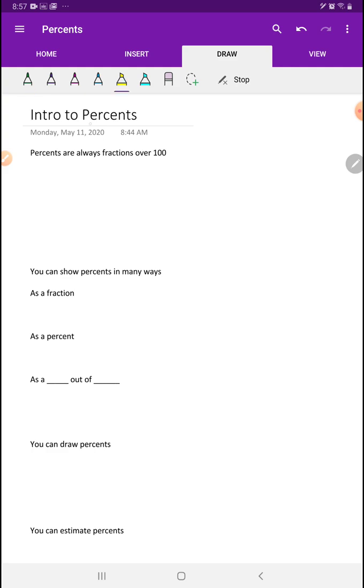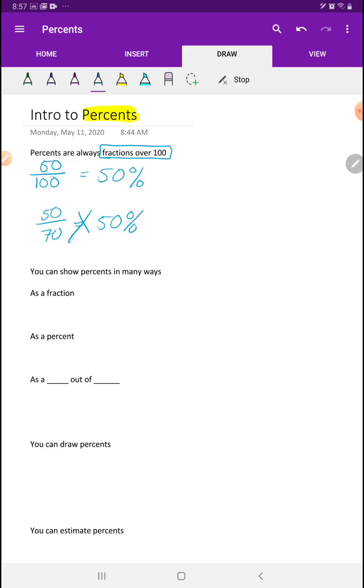All right, so percents. Percents are one of the easiest things to do in math, but you have to remember some basic ideas, okay? Now, percents are always about 100. So, for example, 50 over 100 equals 50%. It's that simple. 50 over 70 does not equal 50%. That's wrong. It's not 50%. Why? Because this is a 70 and it has to be 100. Okay, that's it. That's the rule.